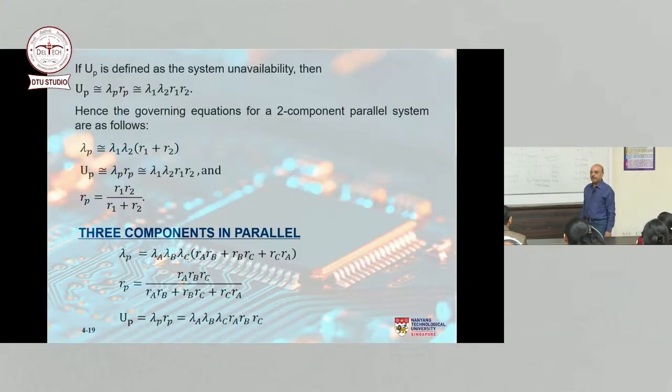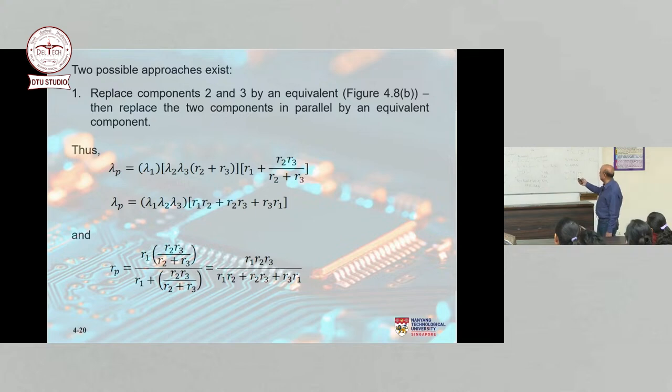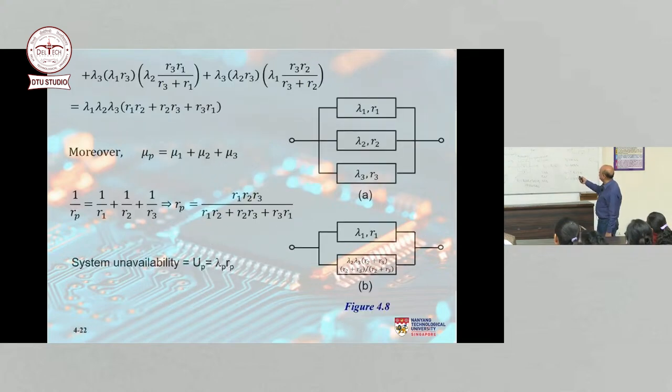But let's just look at 3 components in parallel, because that is still doable by hand calculations. So the equation for 3 components in parallel turns out like this. But let me show you how we derive that. There are 2 possible approaches. Replace components 2 and 3 by an equivalent component. So I'll show you the diagram here. These are the 3 components assumed to be in parallel, right? Lambda 1, mu 1, lambda 2, mu 2, lambda 3, mu 3. And of course, mu and r are each other's reciprocal. So therefore, now I'm using lambda r, lambda r, lambda r.